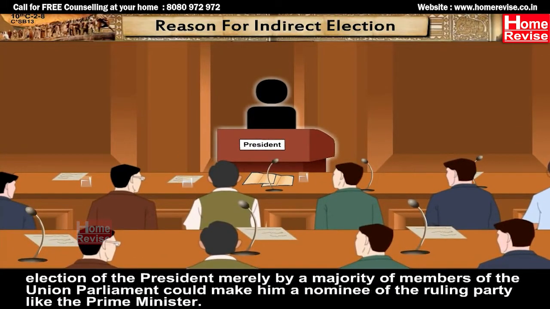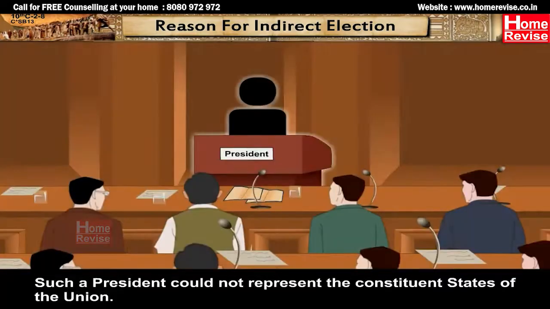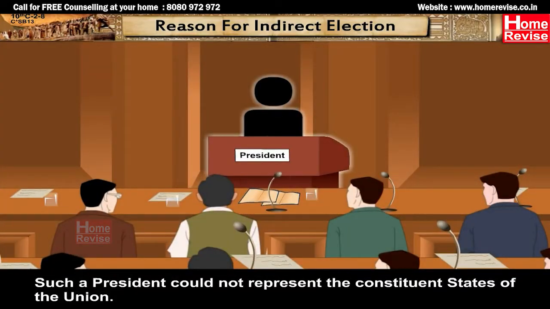2. Since the membership in the two houses of parliament was likely to be dominated by one party, election of the president merely by a majority of members of the Union Parliament could make him a nominee of the ruling party like the Prime Minister. Such a president could not represent the constituent states of the Union.